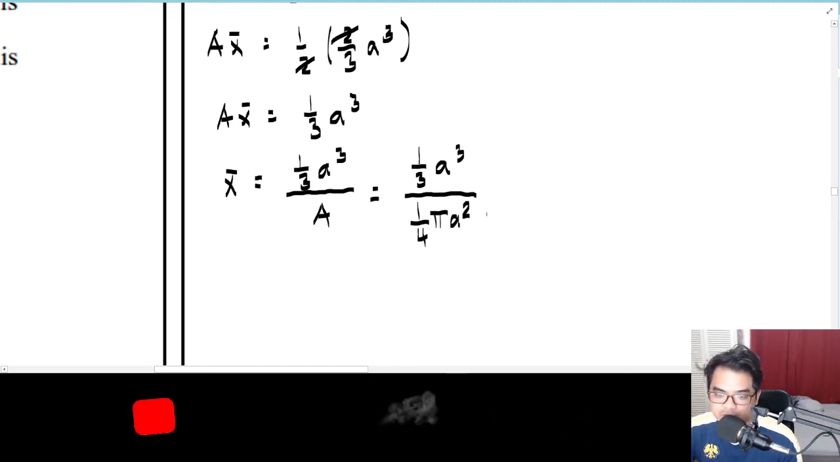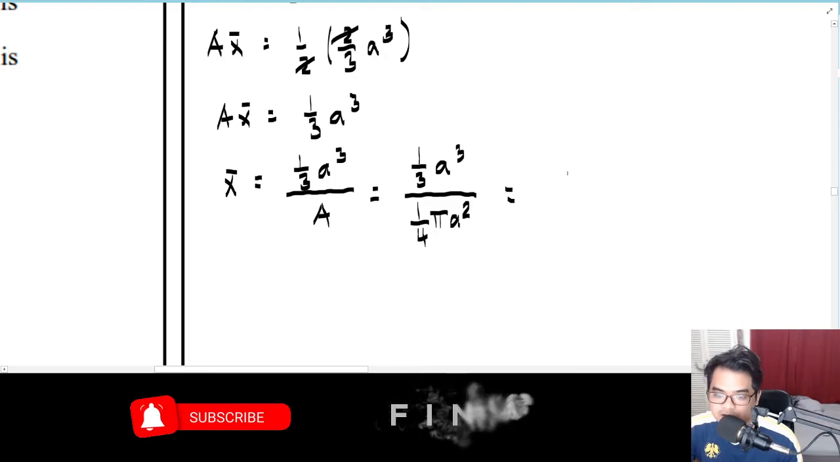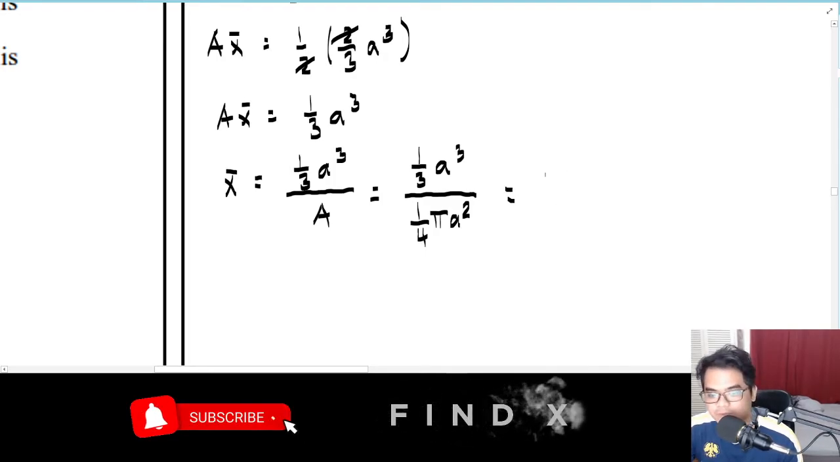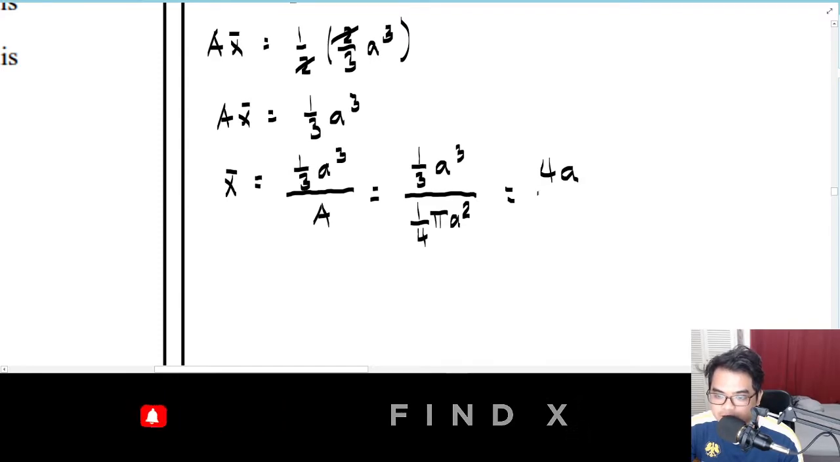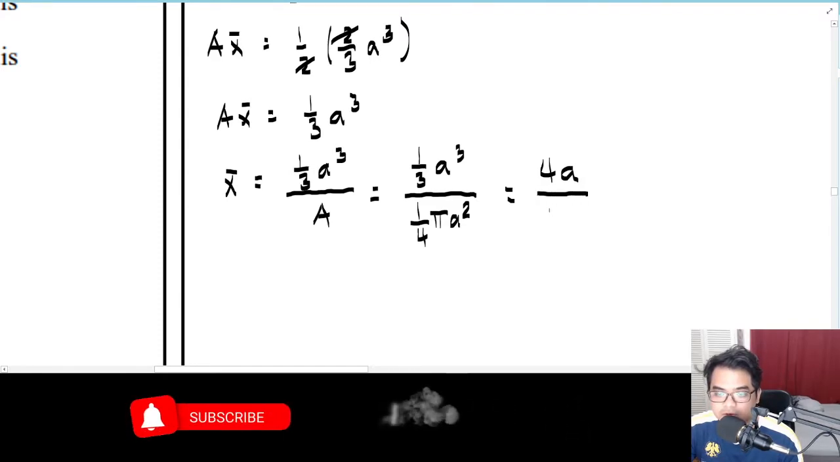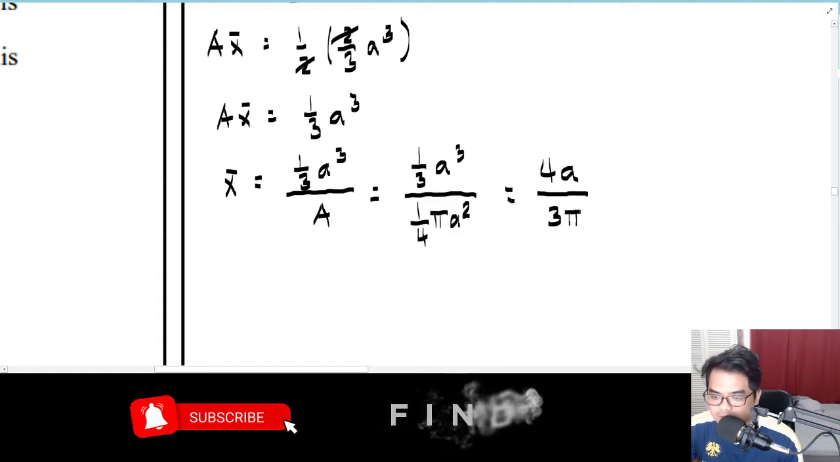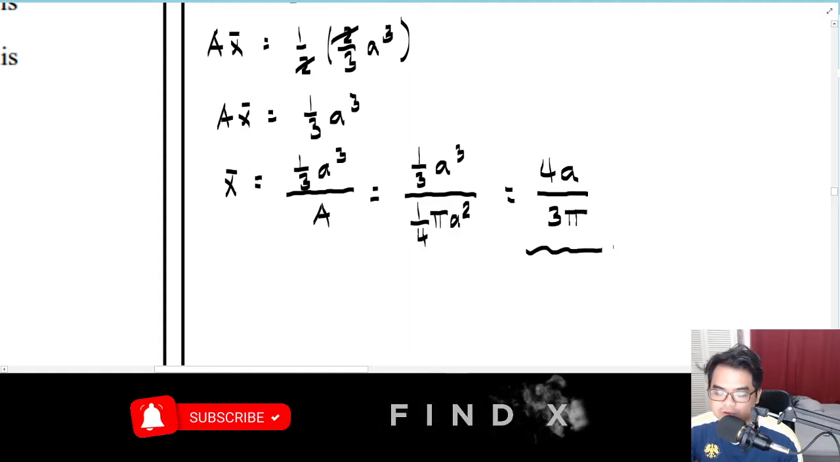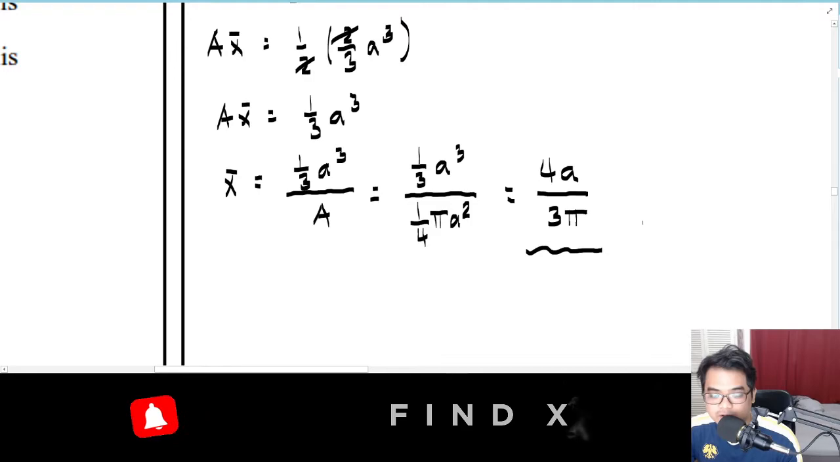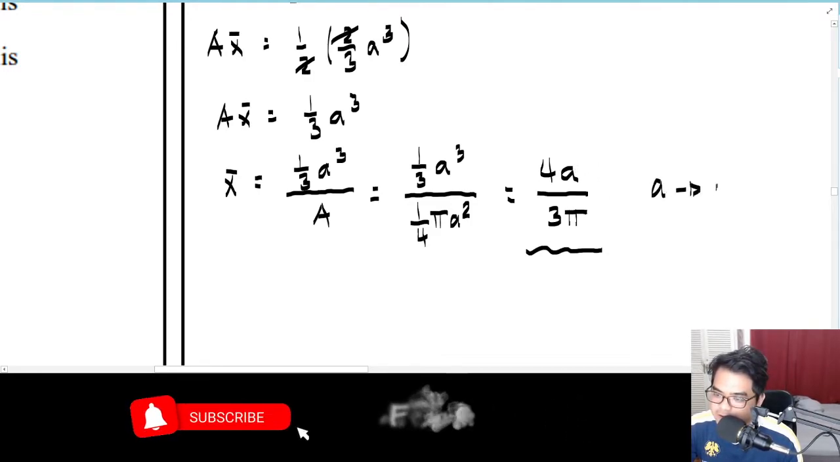So a cube over a squared will only give us a. Simplifying that, you'll just have 4a over 3 pi. So this will be the centroid of the quarter circle. Remember that your a is the radius. Okay, your a is the radius.